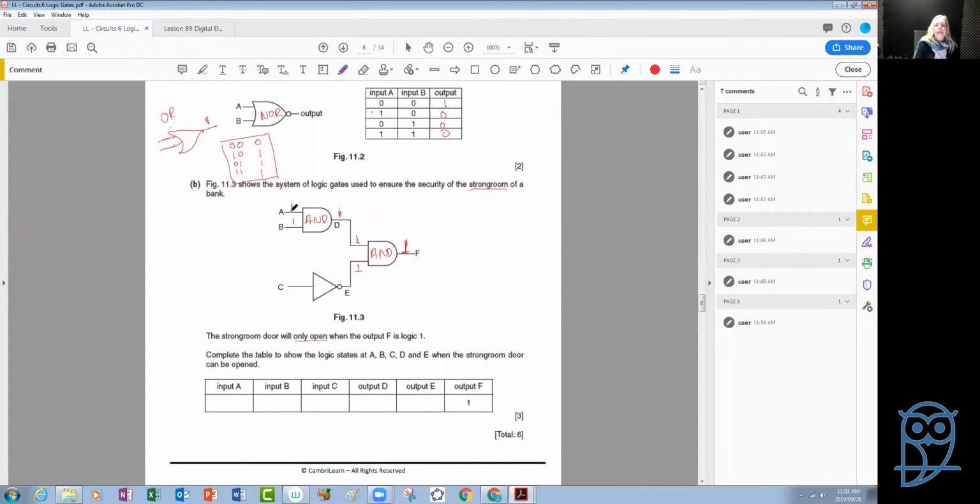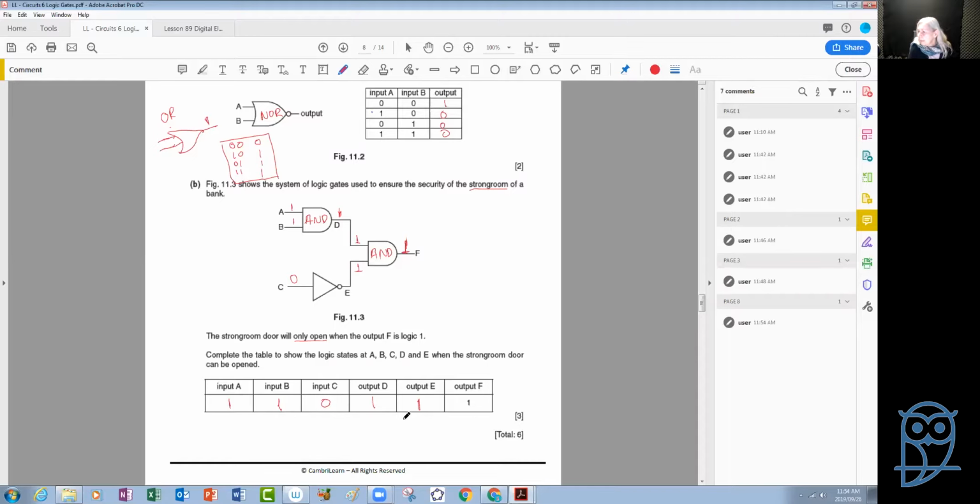So already we have that A, B, and D must be 1. A, B, D must be all 1. Now let's see the other. Here we have a NOT gate. If its output is 1, its input is the opposite. It's 0, isn't it? So C must be 0. And what else? The E is also 1. So these are the correct logic states for the inputs and outputs that they require.